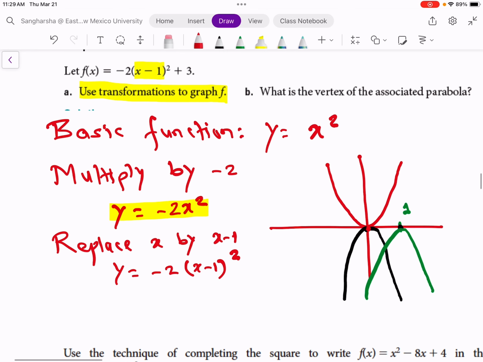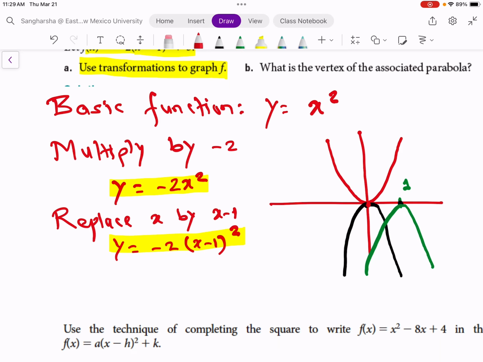Now what do we need next? Let's compare this function with the given one. What is missing? Positive 3, right? So how do we get positive 3? We have to add positive 3. And if we add, our function becomes y equals negative 2 times x minus 1 squared plus 3.